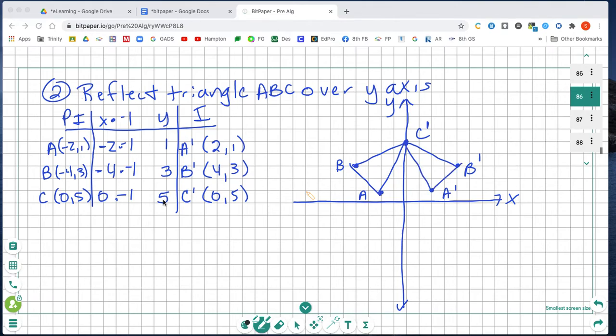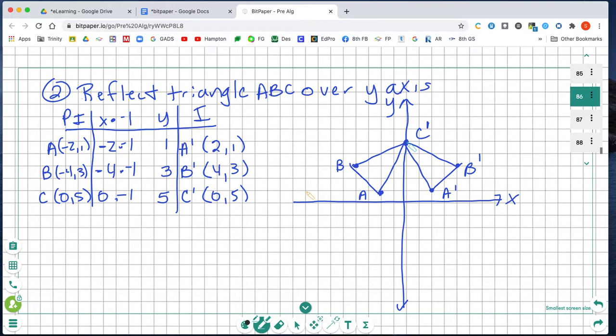Now I'm going to do my check using my stand on the y-axis method. So I'm going to stand on the y-axis. I'm going to go 2 to the left. I'm on A. Go back to my y-axis, 2 to the right, A prime. So looking good. Go to my y-axis, go 1, 2, 3, 4 to the left. I'm on B. Go back to my y-axis, 1, 2, 3, 4 to the right. I'm on B prime.